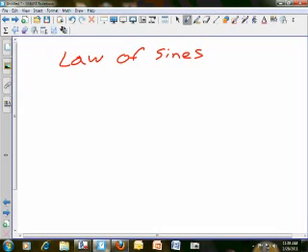To stuff the teacher in the past, I've used this. I used it the other day with Robert. I did the law of sines right, but I did the law of cosines wrong. So we'll get to that in a couple of days.